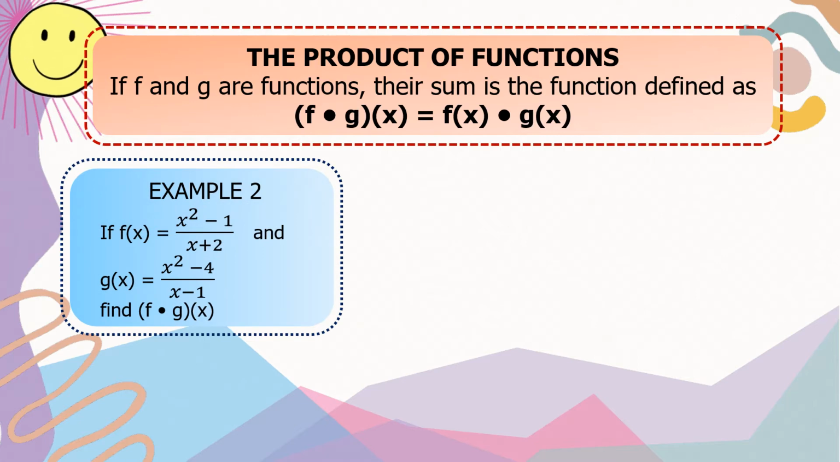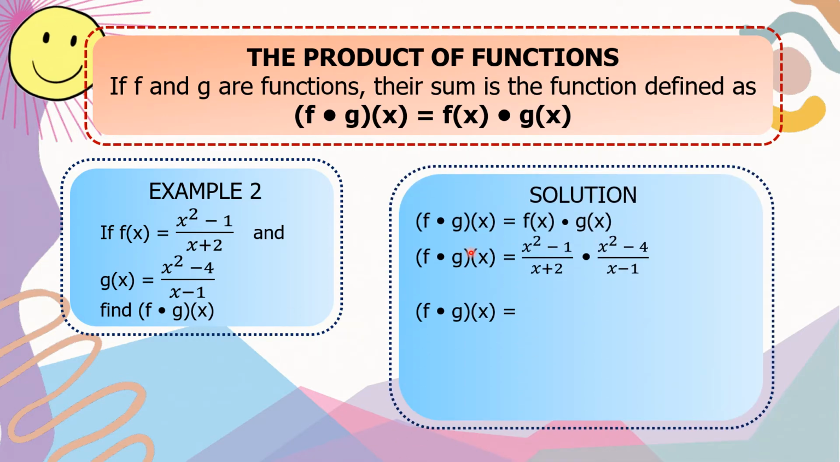Let's have example number 2. If f of x is equal to x squared minus 1 over x plus 2 and g of x is equal to x squared minus 4 over x minus 1, find f times g of x. So, para isolve ito ay syempre ilagay muna natin ang formula which is f times g of x equals f of x times g of x.